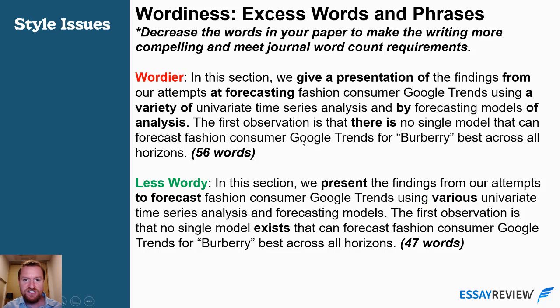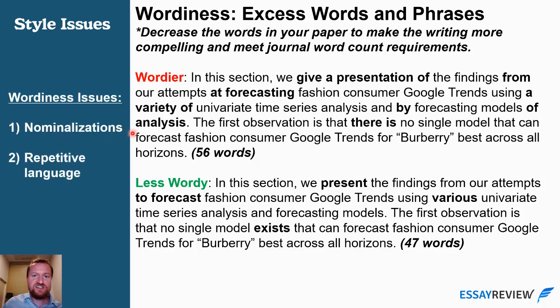The first observation is that there is no single model. There are usually is not the strongest structure. So the verb "exists" is actually very useful. So whenever you see "there is," you can say "no X exists" instead of "there is no X." Okay, so just doing that in these 2 sentences, you've saved 9 words. You've decreased the sentence by 9 words.